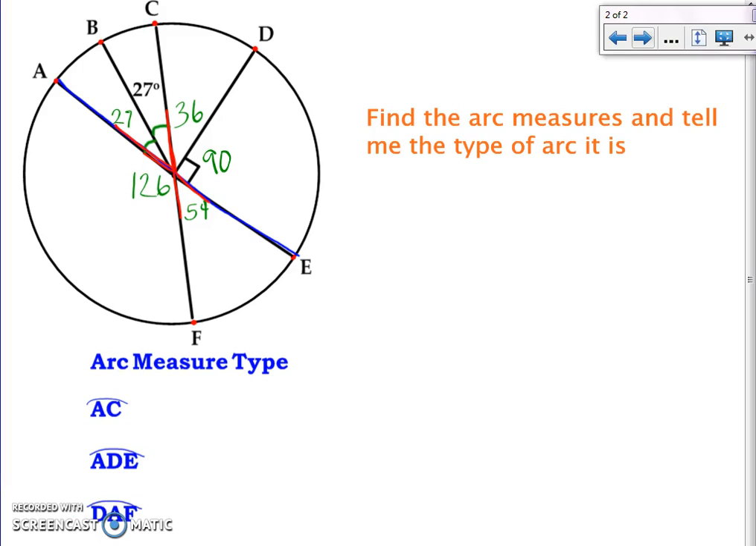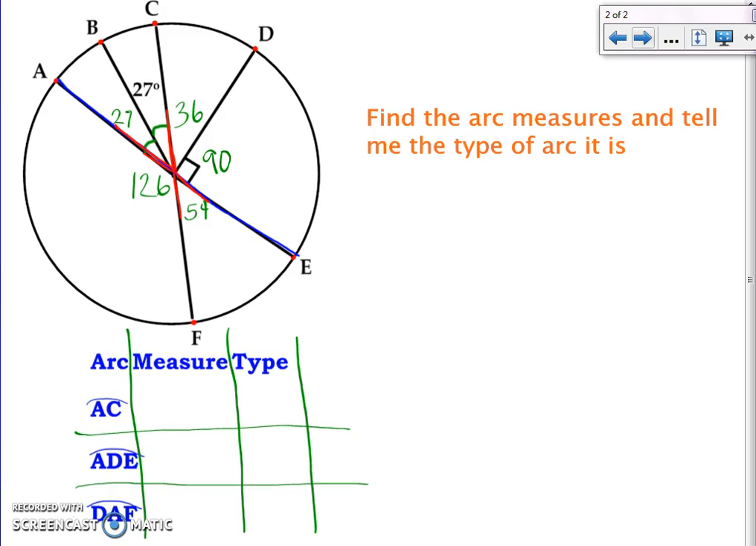All right, so now we can answer these questions down here pretty easily. So here's the arc. This is supposed to be kind of like a table here. All right, so AC. What is the measure of AC? 54. And what type of arc is it? Minor arc. Yes.